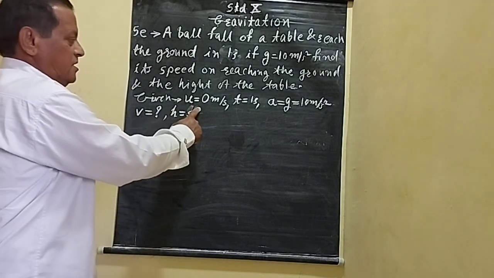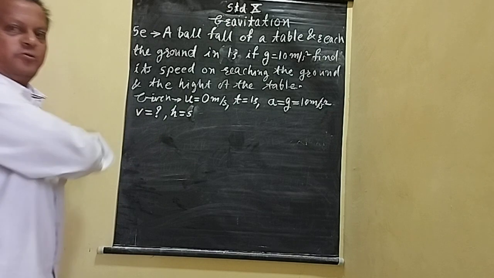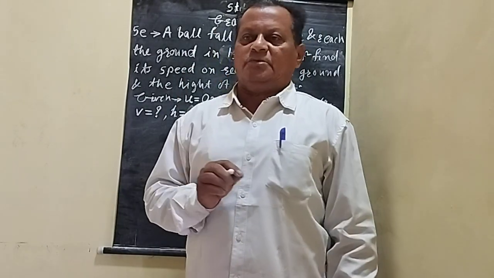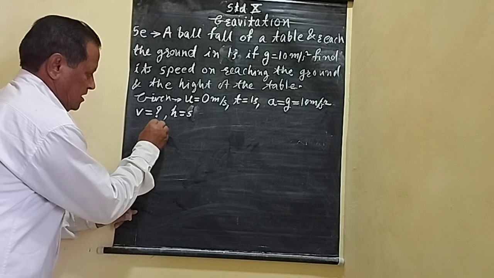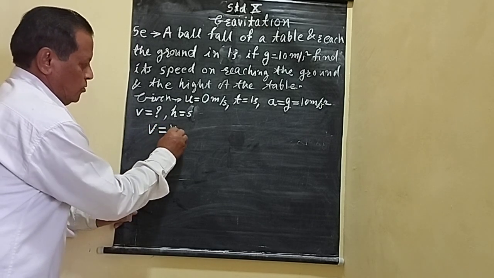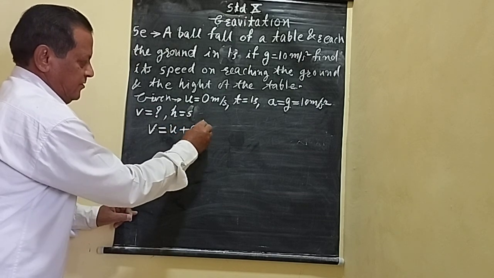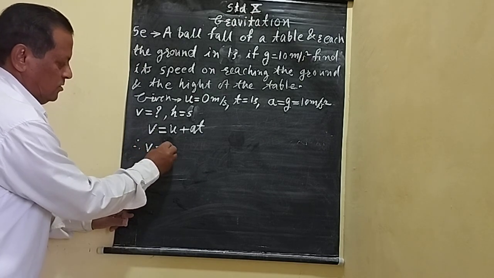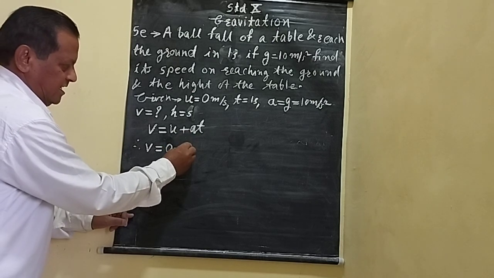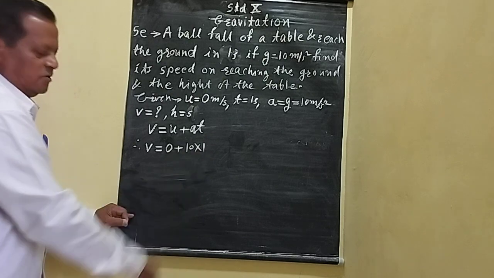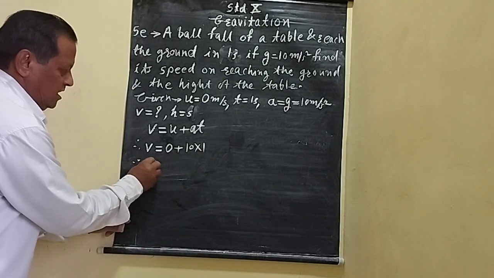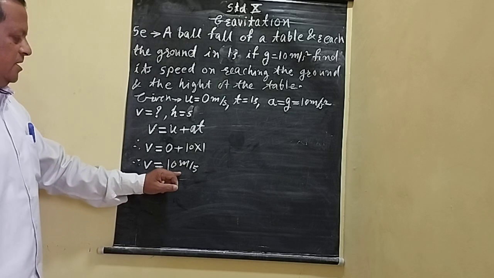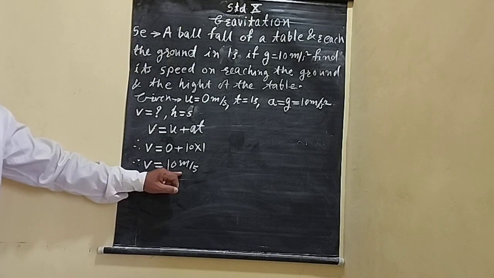Now here u is given, t is given, a is given. We want to find v. We have to find this. We know Newton's first equation of motion, and that is v is equal to u plus at. Very simple equation is this. Therefore, keep values in this. v is equal to u is 0 plus a is g, and that is 10, multiply t, that is 1. Therefore, v is equal to 10 meter per second.